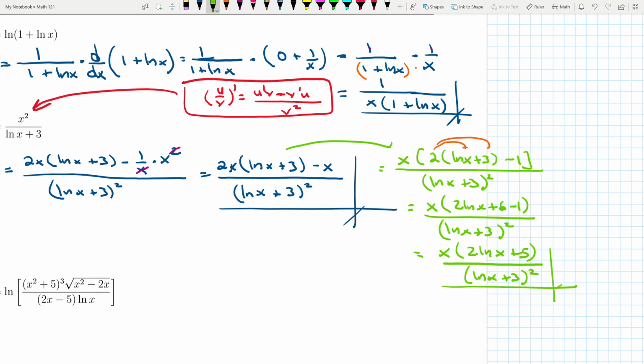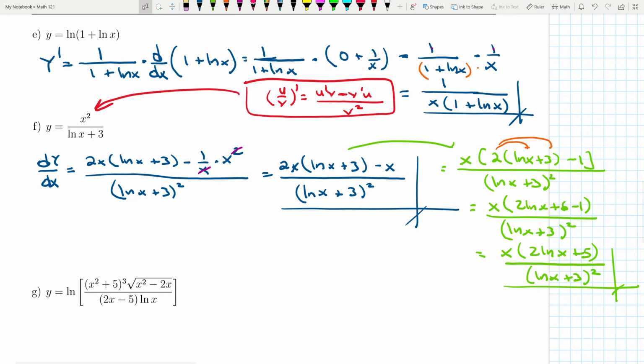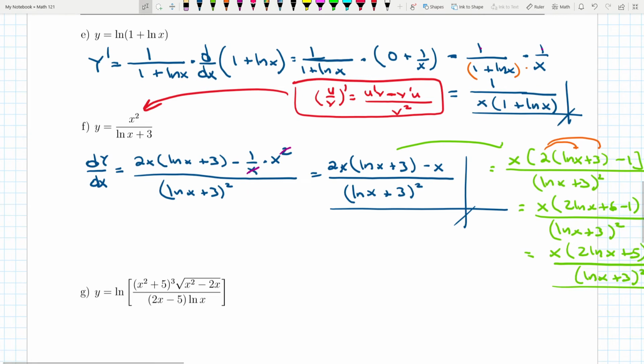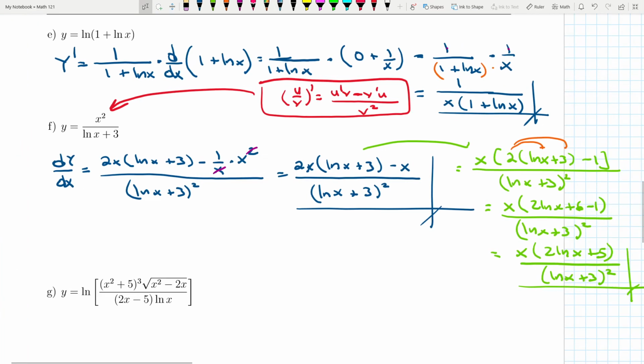As you can see, factoring out that x doesn't really help us cancel out any powers of ln x plus 3 or make this expression any simpler. But either way, you can do it. You can choose to factor out that x or leave it in the form I left it before.